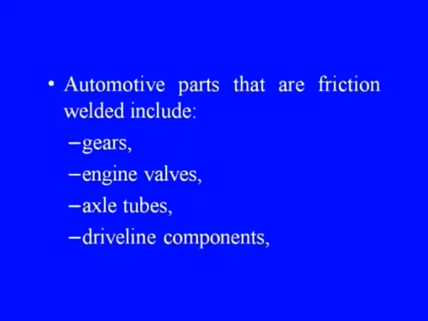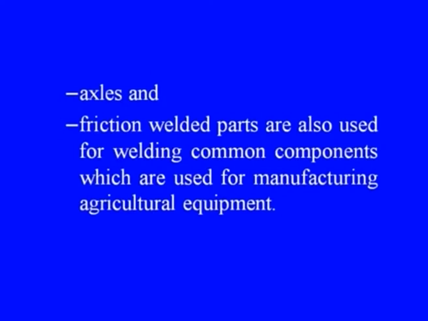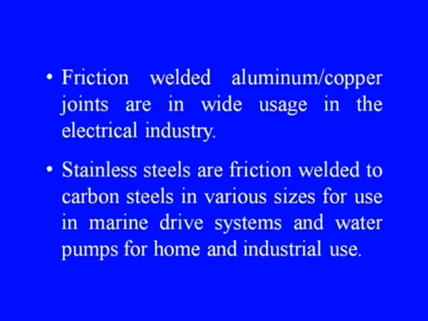Automotive parts that are friction welded include gears, engine valves, axle tubes, driveline components, strut rods, shock absorbers, hydraulic piston rods, track rollers, bushings, axles, and friction welded parts are also used for welding common components which are used for manufacturing agricultural equipments. Friction welded aluminum or copper joints are in wide usage in the electrical industries.